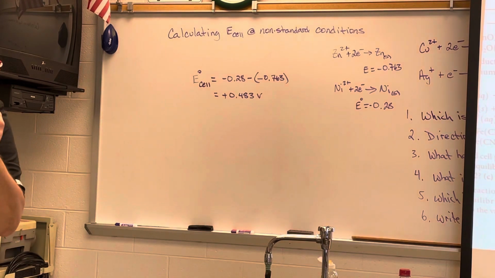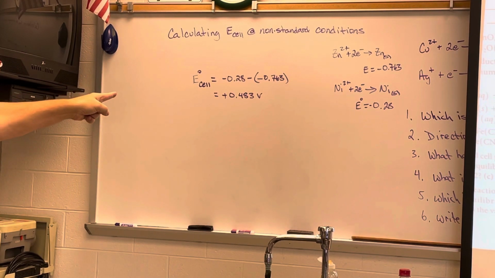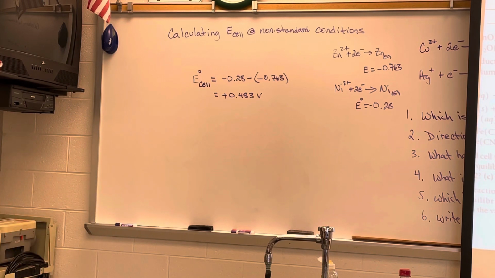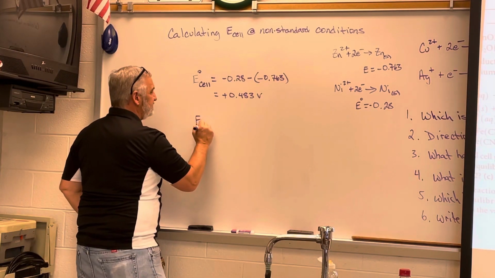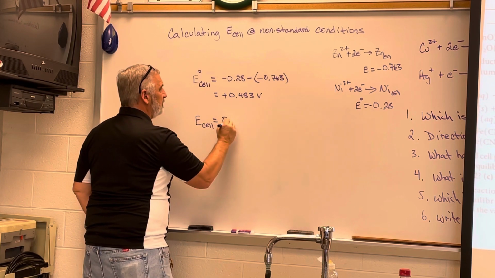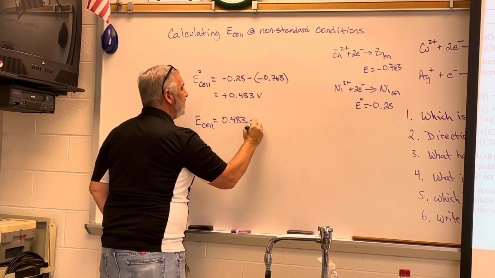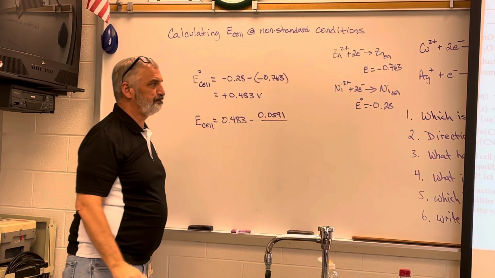So what do we know qualitatively about my E cell already? It's going to go up, meaning the change in the E cell is going to be positive. The battery's going to be stronger, because you start off with more stuff than what you need. To calculate that, E cell is going to equal 0.483 minus 0.0591 over N. What's N going to be in this one?